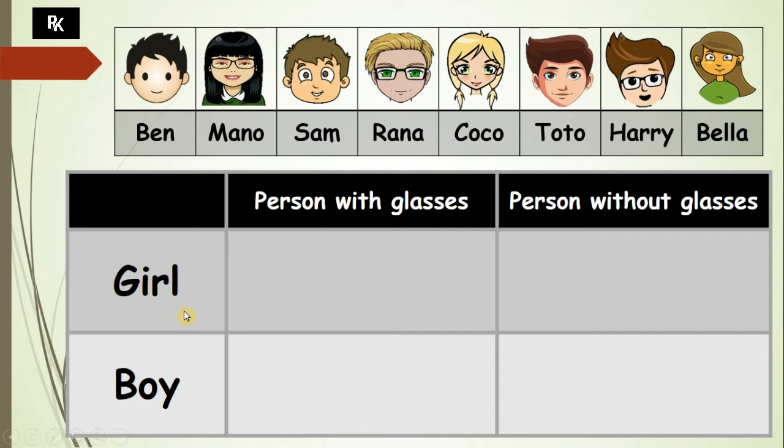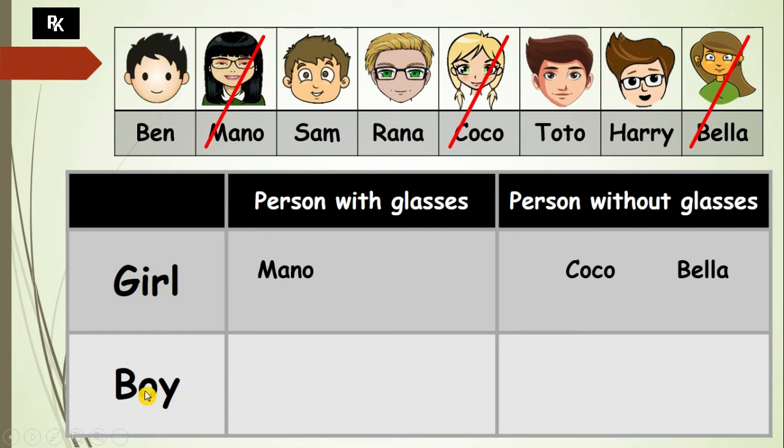First of all, let's sort the girl who is wearing glasses. Here, Mano is the first girl who is wearing glasses. So I will write Mano here. And then I will cut this name from my list because I have done it. Next, let's find another girl who is wearing glasses. There is no other girl who is wearing glasses. Now let's find a girl who is not wearing glasses. Here Coco is the one who is not wearing the glasses. Next, Bella is also not wearing the glasses. Here no girl is left.